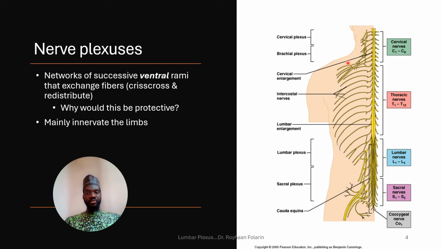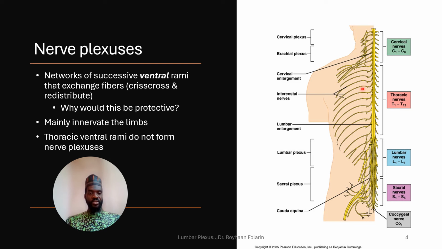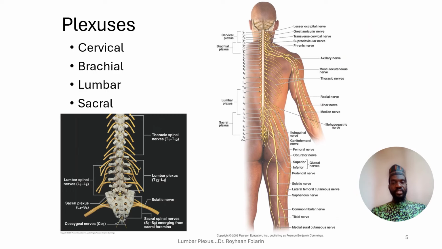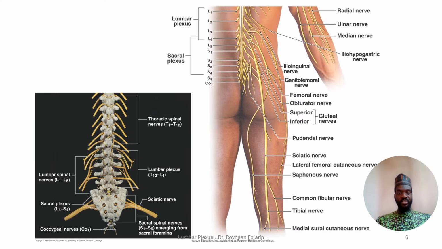What you have in the thoracic region is the intercostal nerves, as well as the subcostal nerve. So the thoracic ventral rami do not form nerve plexuses. That's why you don't have a thoracic plexus listed here amongst others. So to take a closer look, the cervical, the brachial, the lumbar, and the sacral plexuses are here illustrated. And let's appreciate this in the next picture, an enlarged version.